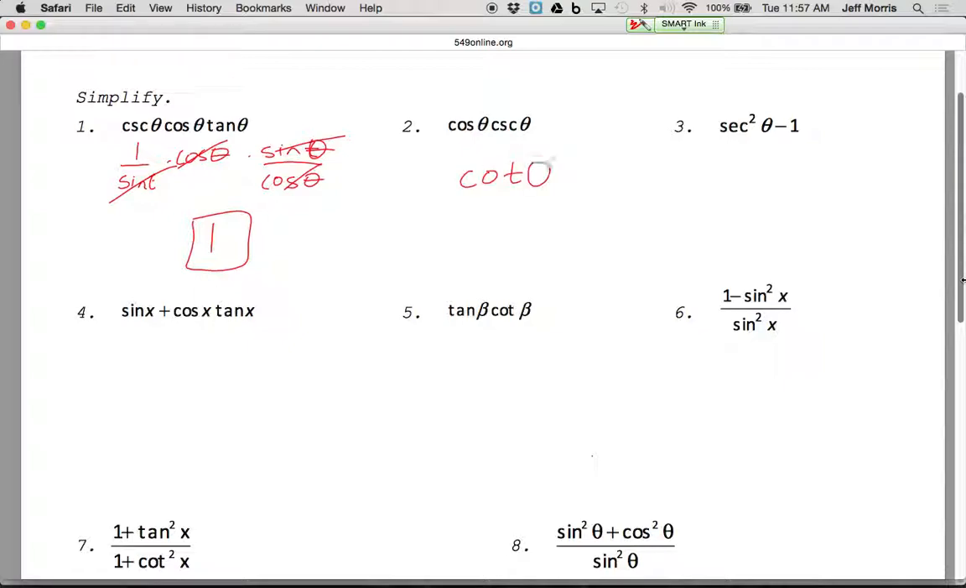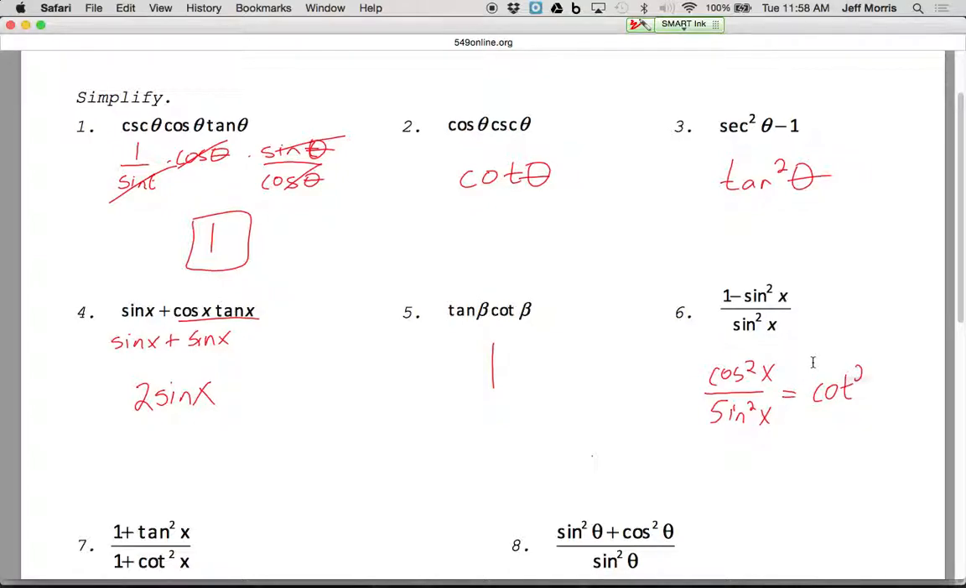Cotangent. Secant squared theta minus 1 is tangent squared theta. There's sine over cosine. What's going to happen to cosines? Cancel. So this is going to end up being sine. What's sine x plus sine x? It is not sine squared x. It's 2 sine x. Okay? It's 2 sine x. This is just 1. This one's cosine squared x over sine squared x, which is what? Cotangent squared x. Okay, good.